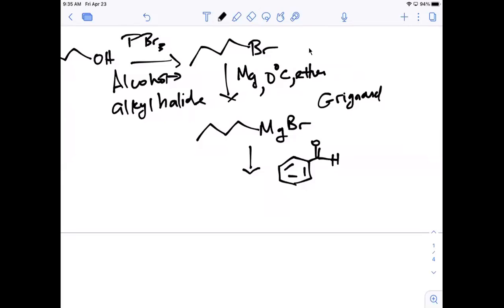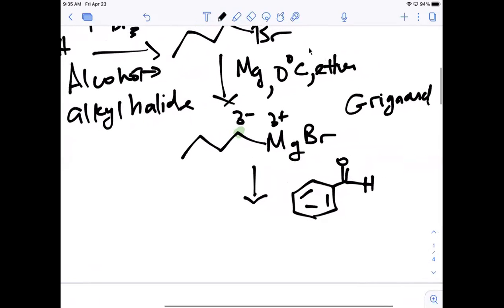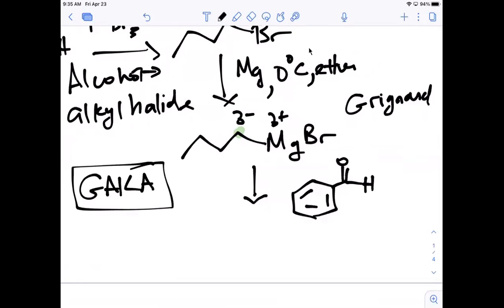Okay, let's think about it now. So here's your Grignard. Remember, the carbon in the Grignard is a nucleophile, right? It's partially negative, and then magnesium is partially positive. So the Grignard is a nucleophile, and I'm going to add that to an aldehyde. Remember this little mnemonic I gave you? Grignard plus an aldehyde or ketone equals an alcohol, right? So you have benzaldehyde, and then you quench it with some type of proton source. You should get this.